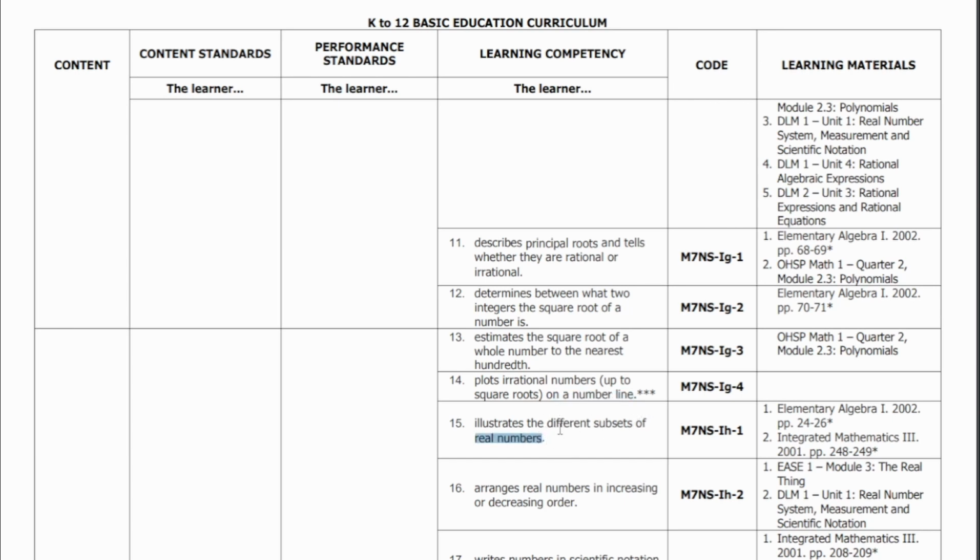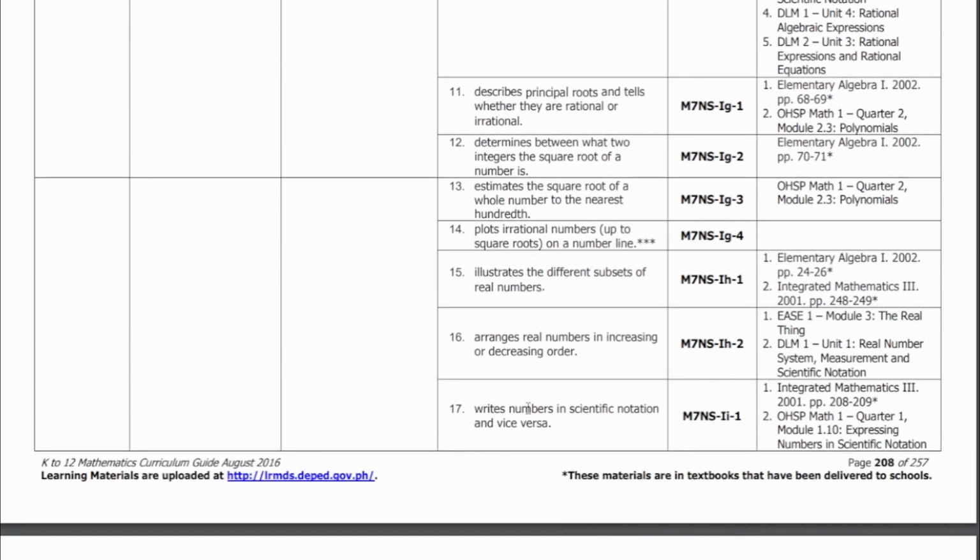So what we've learned for the past quarter: irrational, rational, and integers. And then we would have to arrange real numbers in increasing or decreasing order. Write scientific notation: write numbers in scientific notation and vice versa. Usually, we don't teach them this anymore. It's all about application now, because usually the science teachers would have this earlier on. Okay, but in any case, I would still do a video on scientific notation.